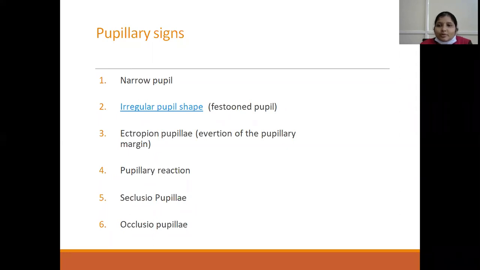Next is ectropion pupillae. Because of the exudates present on the anterior surface of the iris, when they contract, it leads to eversion of the pigmentary frill, leading to ectropion uveae. Next is pupillary reaction. So when we put dilated drops, because of the edema of the iris, there is sluggish reaction to the mydriatic drugs. Next is seclusio pupillae, that is annular synechia. The pupil gets adhesion to the lens completely. That is called seclusio pupillae. And occlusio pupillae, when the pupil is completely occluded by exudates.